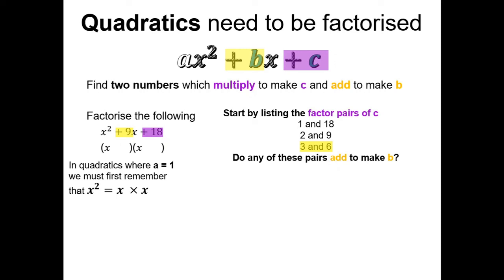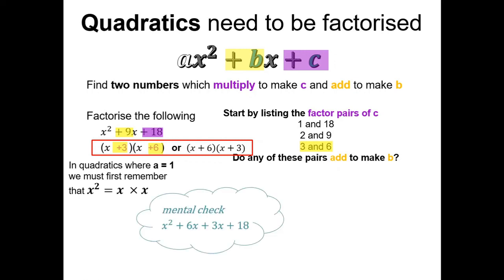So those are my pairs of values. The sign is important. So when I put them in the brackets, I'm going to put positive 3 and positive 6. Or you could put positive 6 and positive 3. Doesn't matter the order as long as you've got the right numbers and the right signs. We don't want to put negative 6 and negative 3. Okay? Now, just to check if that works, because you could very easily have put the wrong sign in there or got the wrong numbers. So let's just multiply it out. I'm going to do a mental check here. It doesn't need to get written down, but you should always do it.